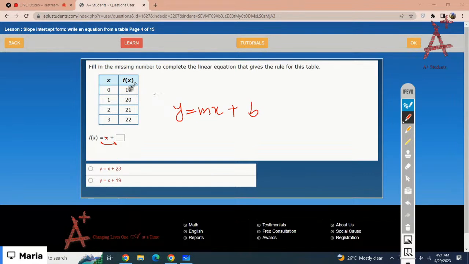Just use any point. I'm going to use the first one. Y is 19, so it would be 19. Slope is 1, 1 times 0 plus b. That means b equals 19 minus 0. That means b equals 19. So option number 2 is the correct one. The equation would be y equals x plus 19.